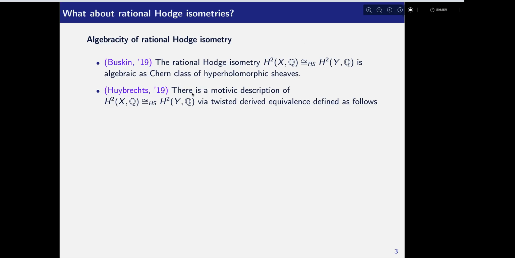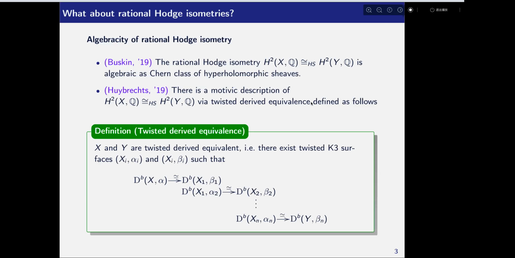And for the second one there's another proof by Huybrechts. So if you went to the lecture last night, then he talked about this one. And actually, there is a motivic description of rational Hodge isometries. Basically, this can be viewed as some twisted derived equivalence, defined as follows. So this is defined by Huybrechts.